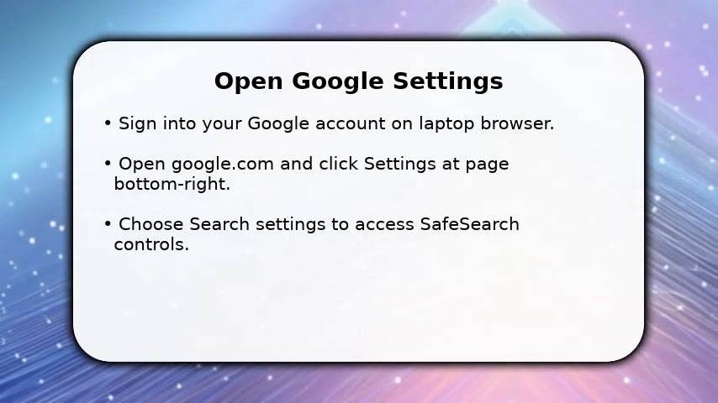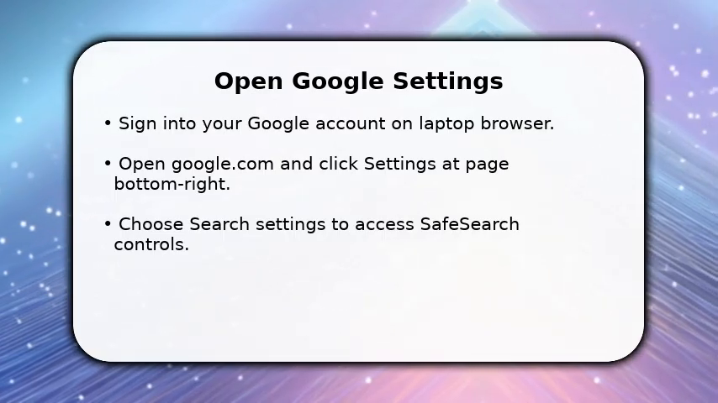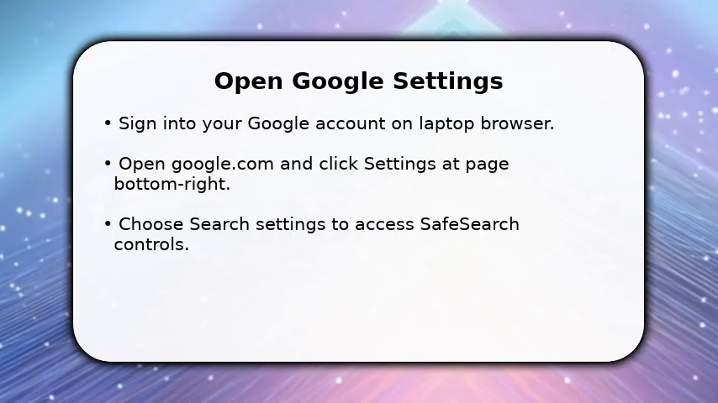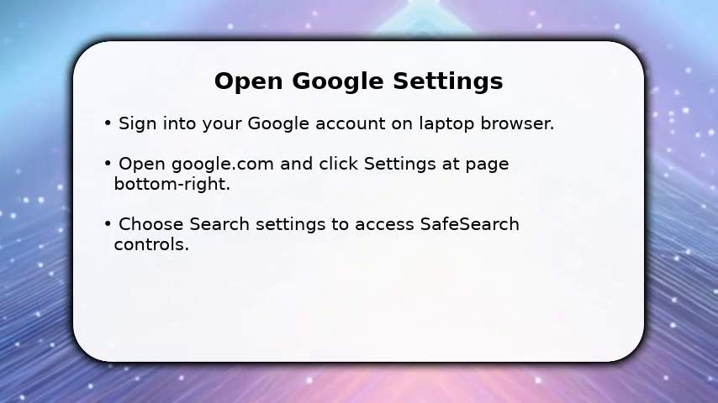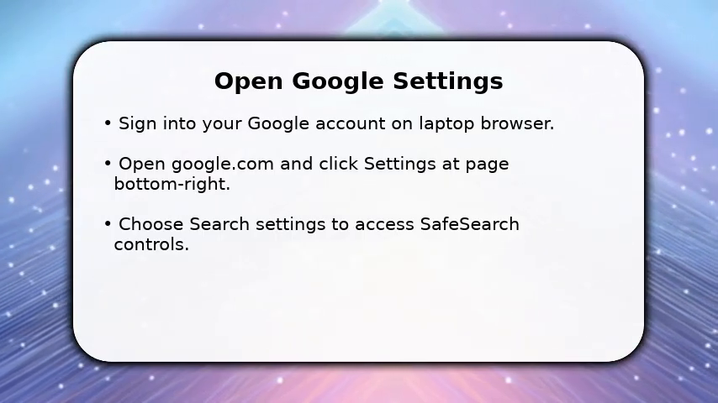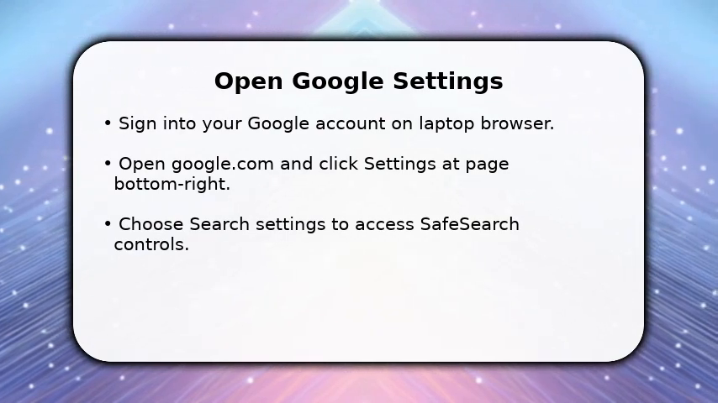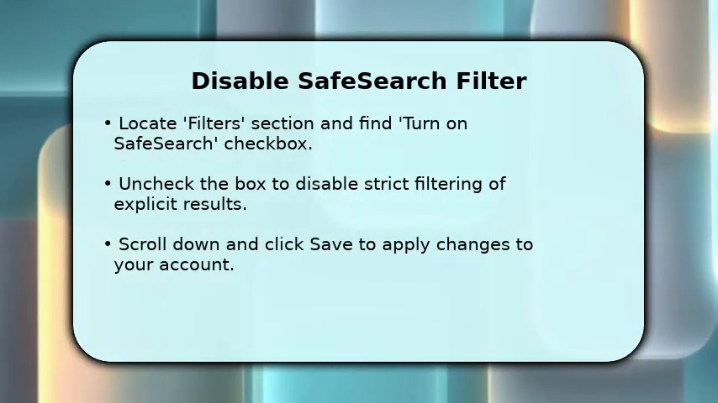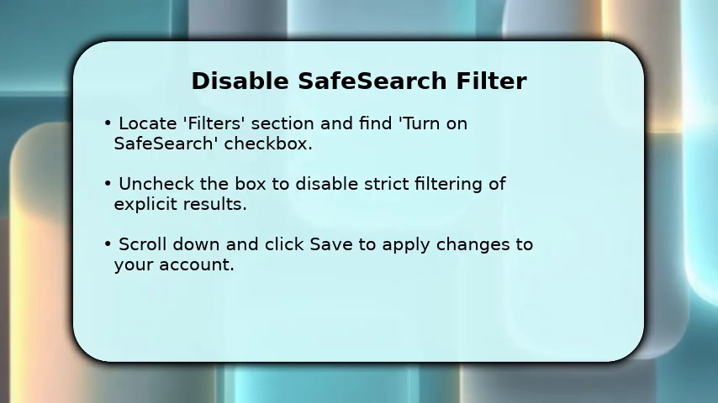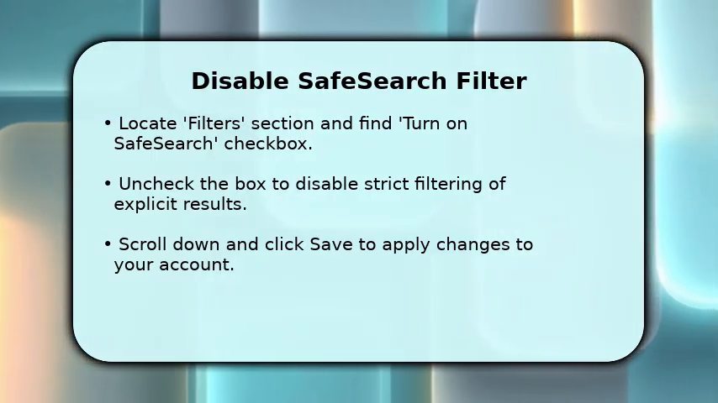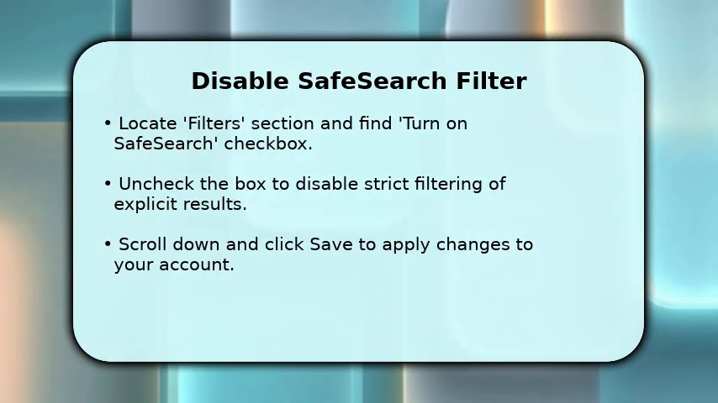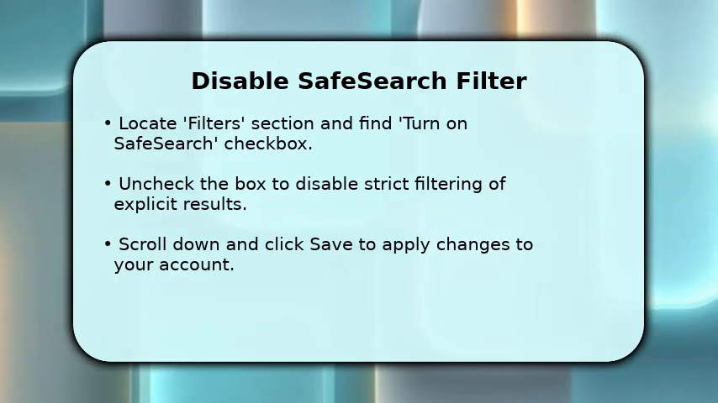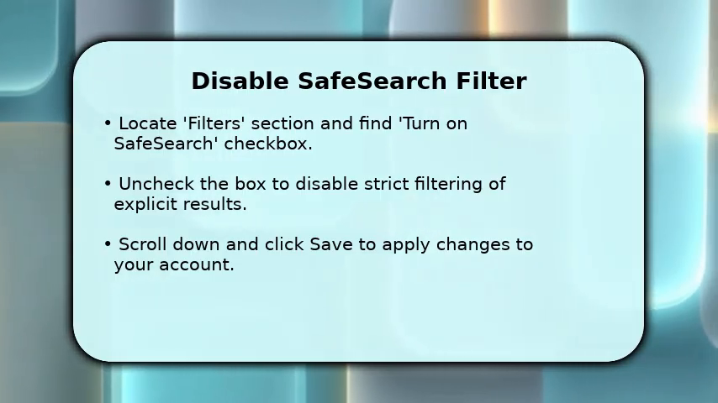You do this now because account-level settings override temporary or device-only changes, and making the change here ensures consistency across Chrome and other browsers. Once in Search Settings, move to the Filters area and find the Turn on SafeSearch tick box. This controls explicit content suppression. Uncheck that box to let explicit results appear in search results.